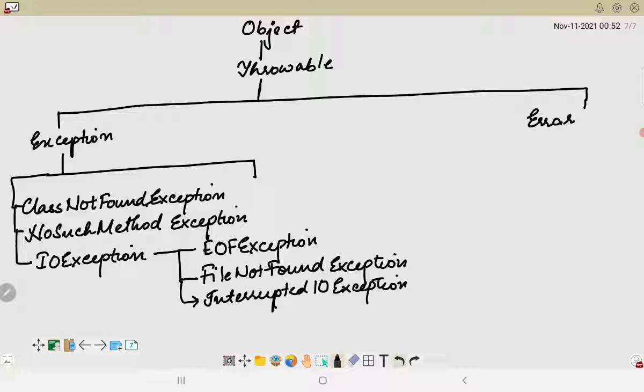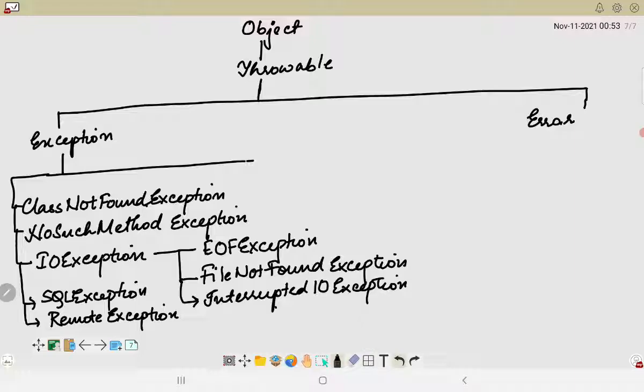Then again a different class is there, which is SQL exception. And then we have remote exception. So these are some of the widely used or most popularly used exception categories when it comes to the exception hierarchy.